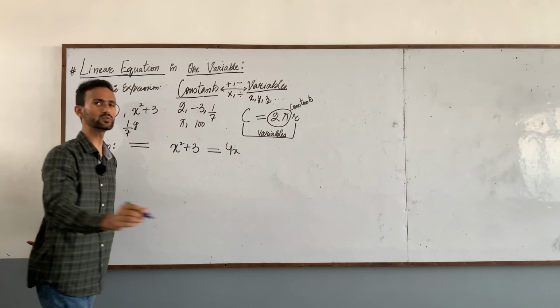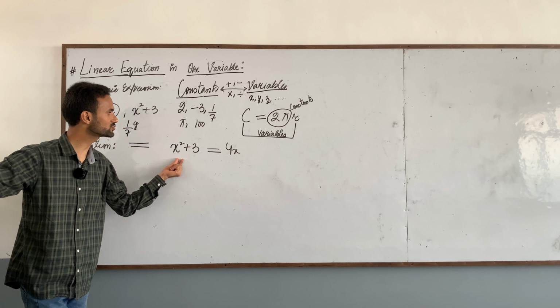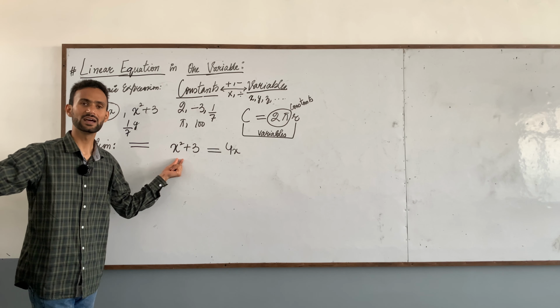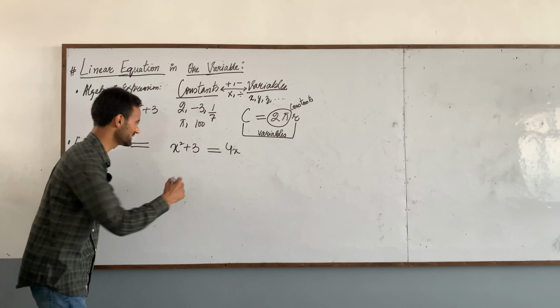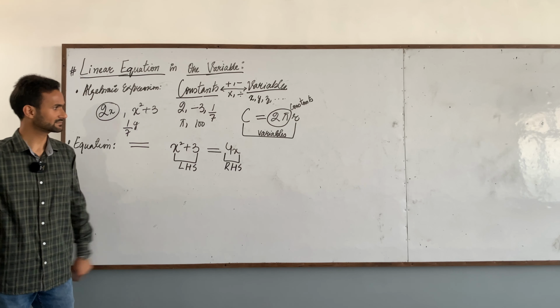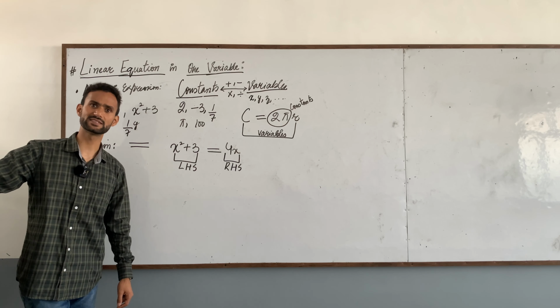The equation has two parts. To the left of this equality, we have x square plus 3. It is called the left hand side of an equation and it is abbreviated as LHS. To the right of this equality, we have 4x. It is known as the right hand side of an equation and it is abbreviated as RHS, right?